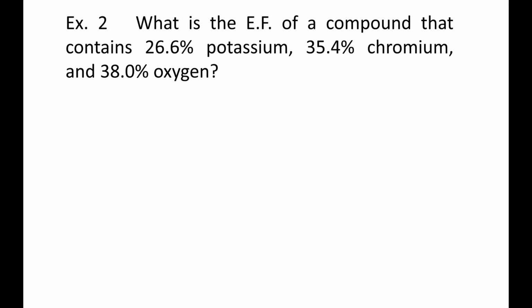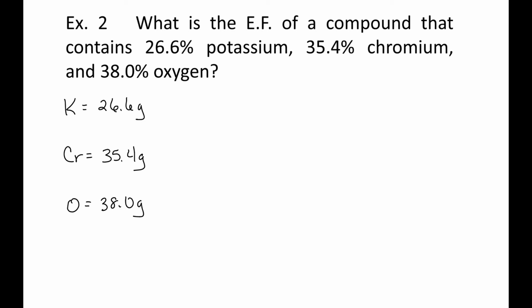Okay, so let's look at this example. What is the empirical formula of a compound that contains 26.6% potassium, 35.4% chromium, and 38.0% oxygen? So we're going to first turn it into grams: K is 26.6 grams, chromium is 35.4 grams, and oxygen is 38.0 grams.